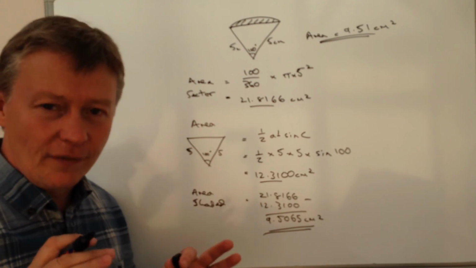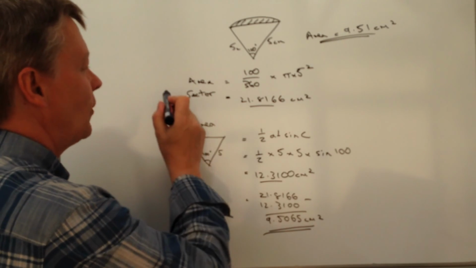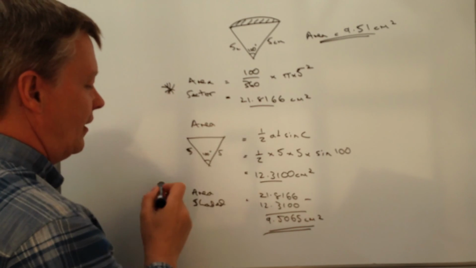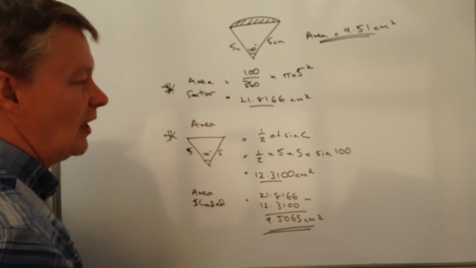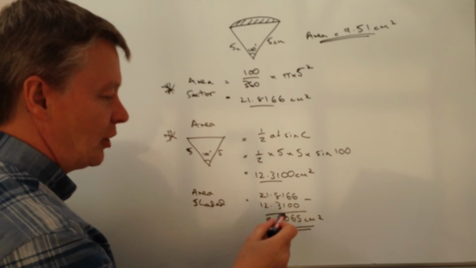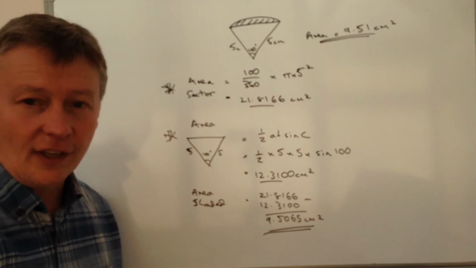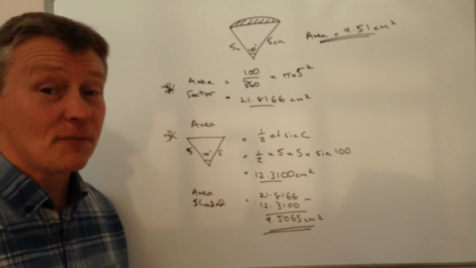The key points of this type of question are: work out the area of the sector, then the area of the triangle, take one away from the other, and you should be able to get the correct answer in your calculation. I hope that's been helpful.